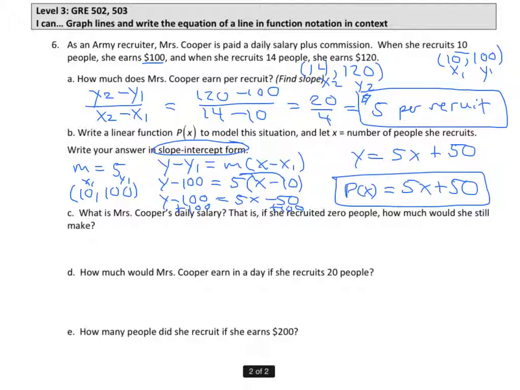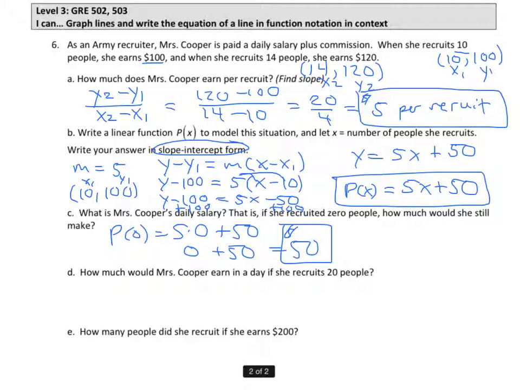Okay. Part C, what is Mrs. Cooper's daily salary? That is, if she recruited 0 people, how much would she still make? If we plug 0 into our function that we just wrote in part B, P of 0, if she has 0 recruits, 5 times 0, because she makes $5 per person and she's got 0, gives us 0 plus 50. So she makes $50 even if she recruits no one. And that's like the y-intercept.